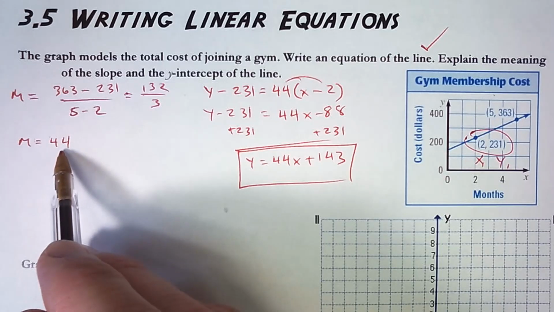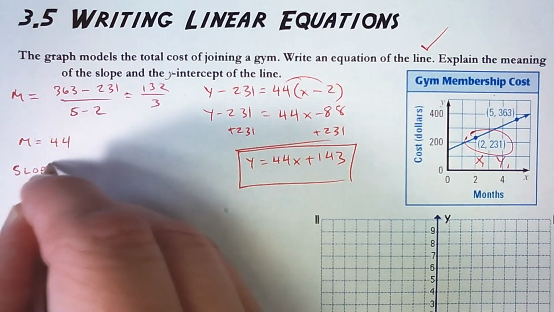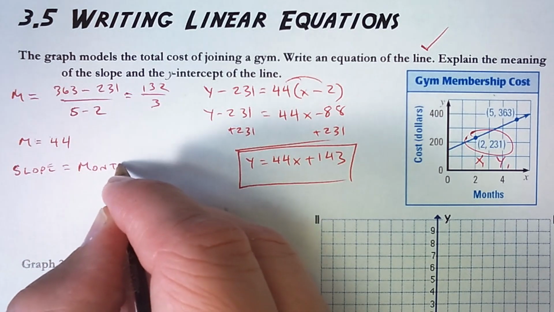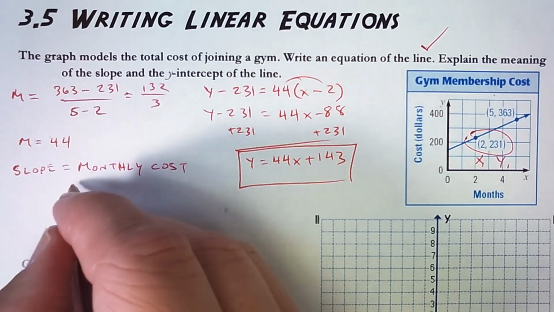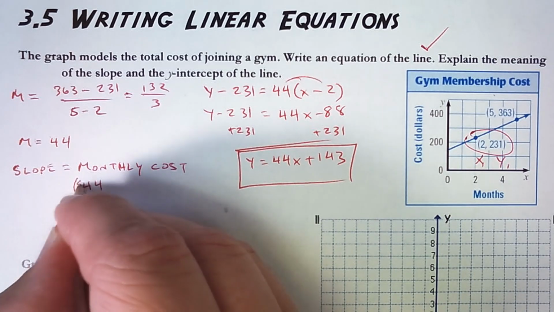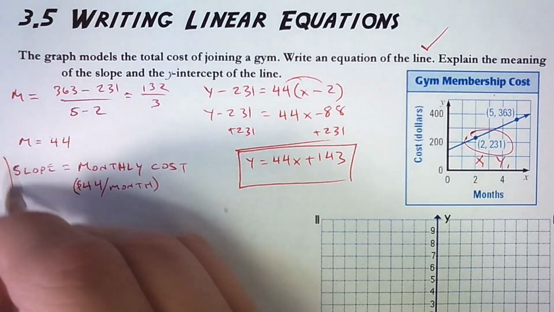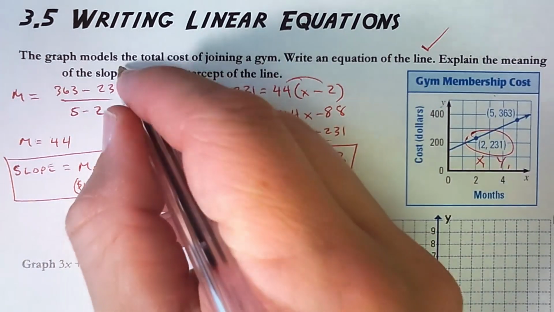So here's the slope. It's 44. Okay, so the slope is the monthly cost. Okay, so it costs me $44 per month to be a member of this gym. Okay, explain the meaning of the slope.